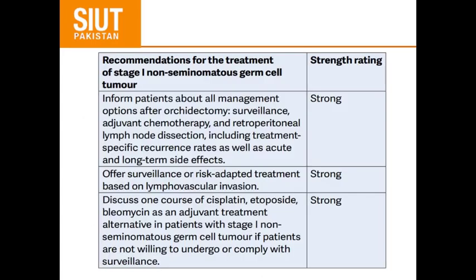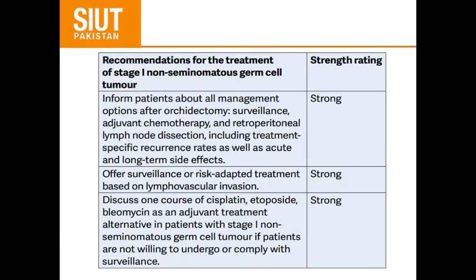Now, EU guidelines recommendations for treatment of stage 1 non-seminomatous germ cell tumor include: first of all, we need to inform the patient about all the management options following orchiectomy: surveillance, chemotherapy, and retroperitoneal lymph node dissection, including the treatment-specific recurrence rate as well as acute and long-term side effects.